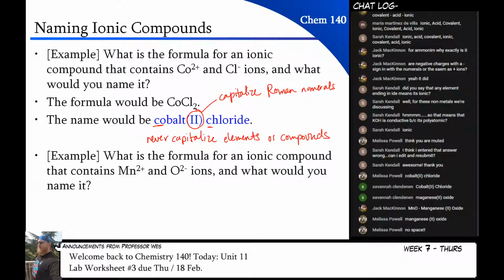All right. So if I go back and name this, we know that this is manganese. And it has a charge of 2. So I'm going to give it the Roman numerals 2. Now this is oxide right here, as we've done before. These two just go right together. There you go.